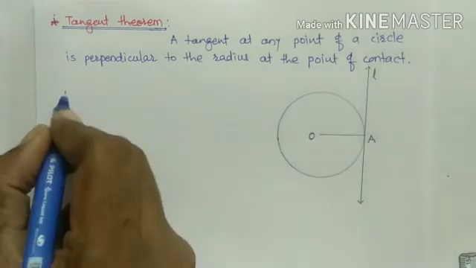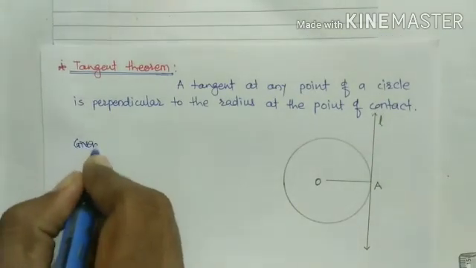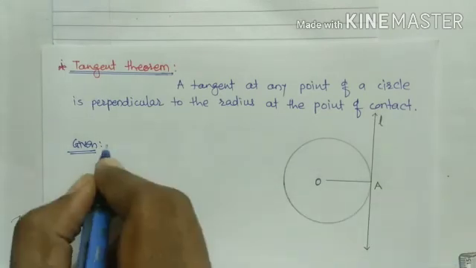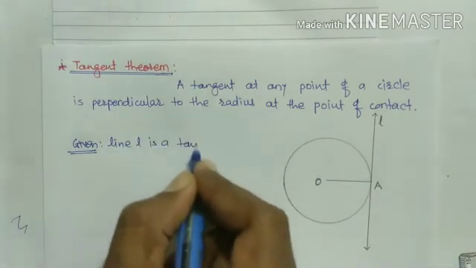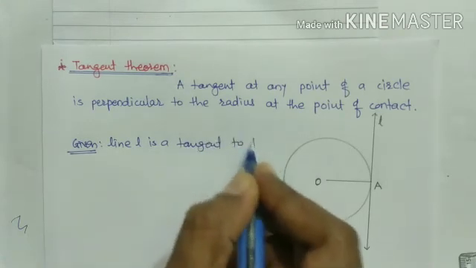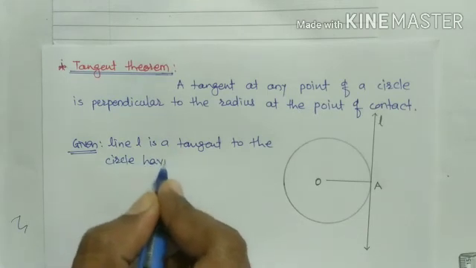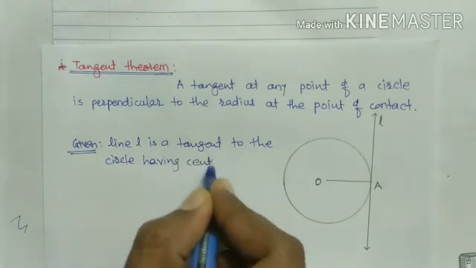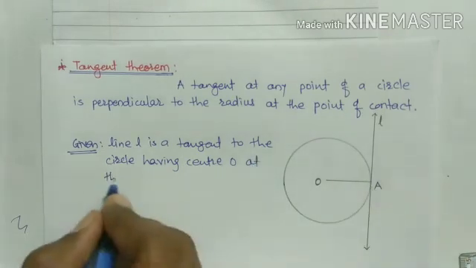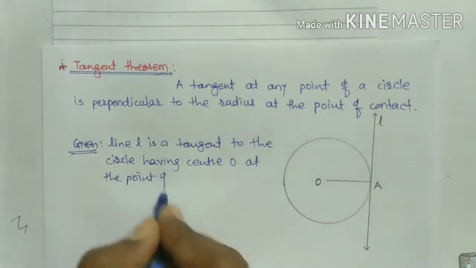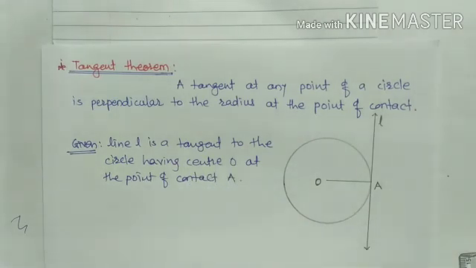See, first to write the given. Here in the figure, line L is a tangent to the circle having center O at the point of contact E. Here E is the point of contact.